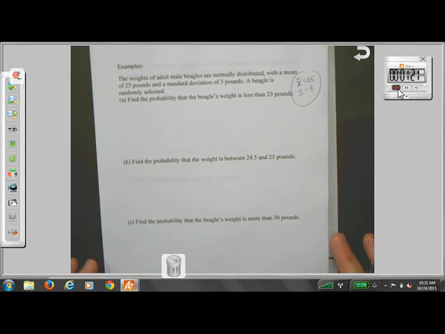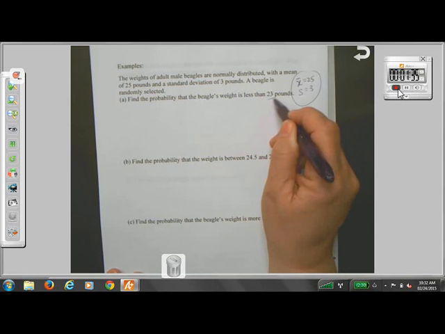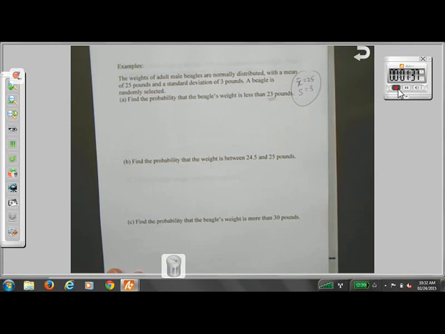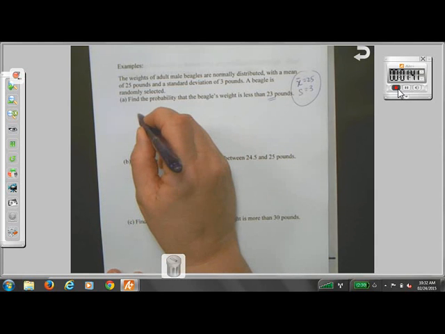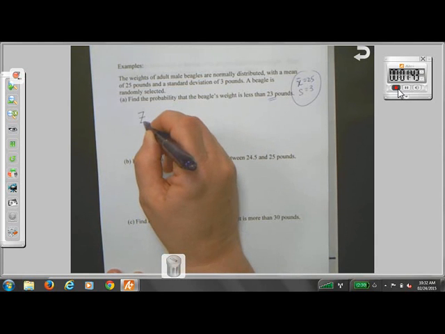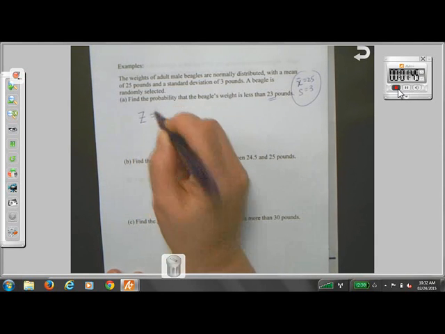The first thing we are going to do is find the probability that the beagle's weight is less than 23 pounds. Now, what we don't have here, which you're used to seeing, is a z-score. So step one in this process is to convert this 23 pounds into a z-score. So here's the z-score formula. Have we talked about z-score formulas before? All right, well, this is an important formula.